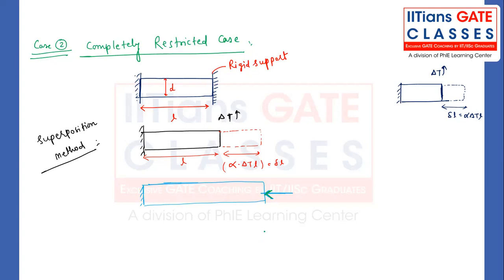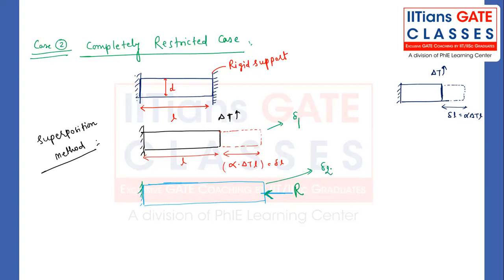What is the principle of superposition? Analyzing the structure by superimposing different loading conditions. That means in the first case, we take no rigid support, just a free expansion case. It will expand freely. But after some point of time, we put the rigid support back into the picture, and it will offer some reaction forces. Because of this there will be some delta 1, and because of the mechanical reaction forces there will be some delta 2.